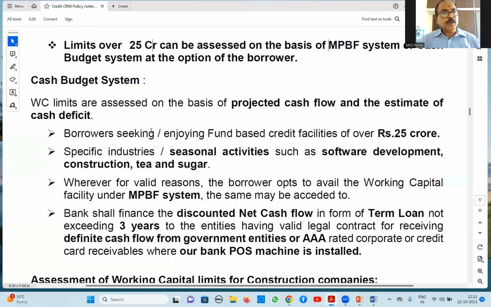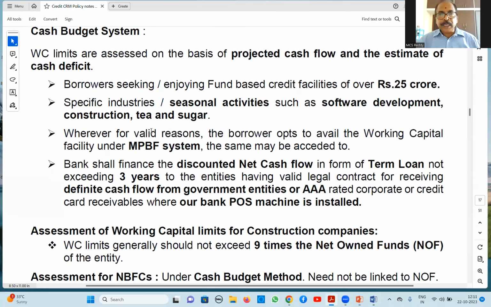Next, we go for the cash budget system. In the cash budget system, simply whatever cash deficit is there, we call it deficit financing also. What is the deficit? I will tell you. April to March, he will give cash projections. That means what are all the cash inflows in April month, cash outflows in April month. For example, cash inflows in April month are 20 crores. Cash outflows in April month are 30 crores. So here inflows are less, outflows more, the gap is 10 crores.